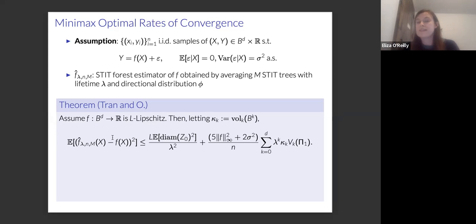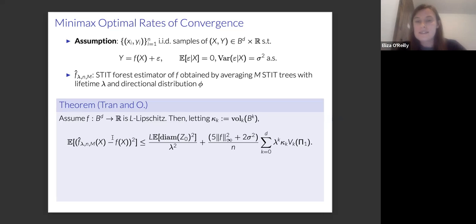And so using that scaling property to pull out the lifetime, we see that the order of the bias is 1 over the lifetime squared. And the constant is the expected diameter squared of the zero cell of the STIT tessellation with lifetime 1. So that constant just depends on the directional distribution.